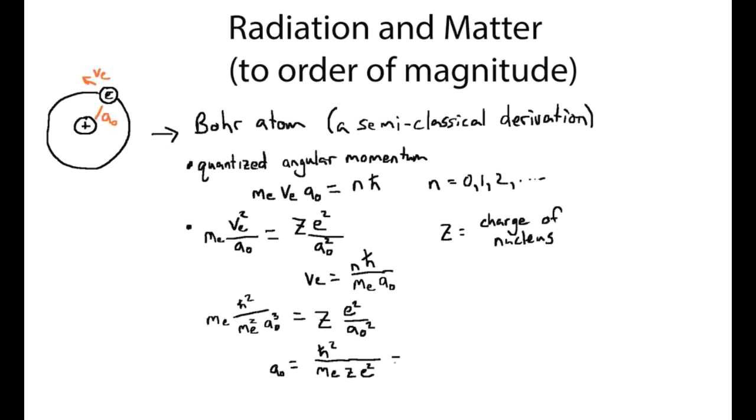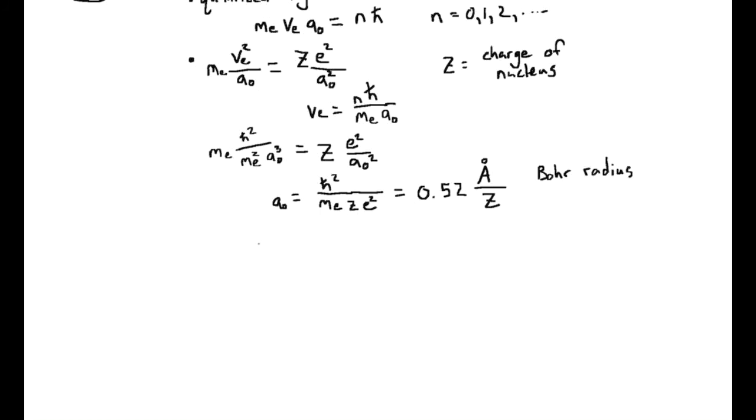And numerically that comes out to be just about half an angstrom, so 0.52 angstroms, and it scales inversely with z. So the more charge you put into the center of your atom, the closer the electron orbits. But for a hydrogen atom where z equals 1, the radius is about half an angstrom, and that's called the Bohr radius.